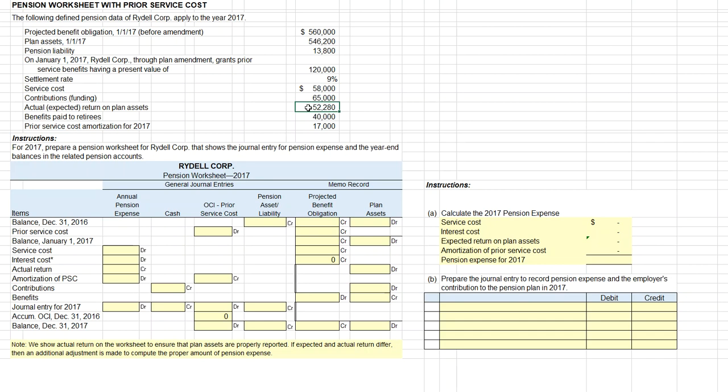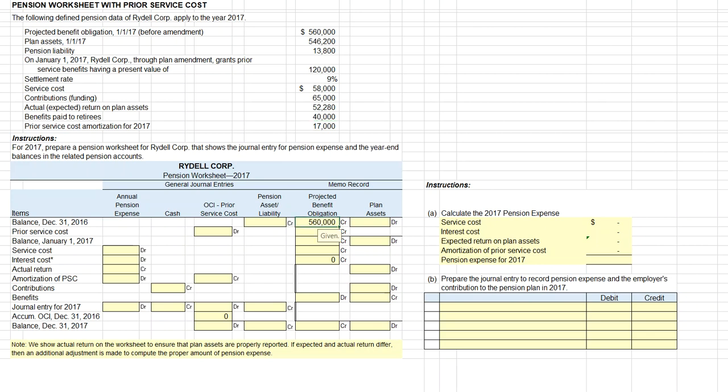Our actual as well as our expected return on plan assets is $52,280. We pay benefits to retirees of $40,000, and we have $17,000 of amortization of our prior service cost in 2017. Let's go ahead and complete our pension worksheet for 2017.